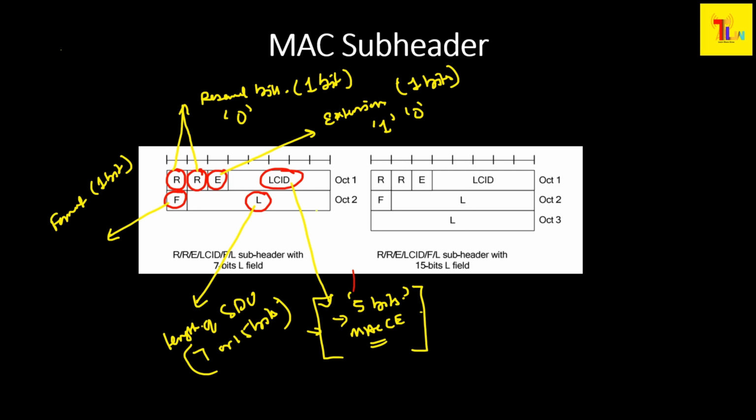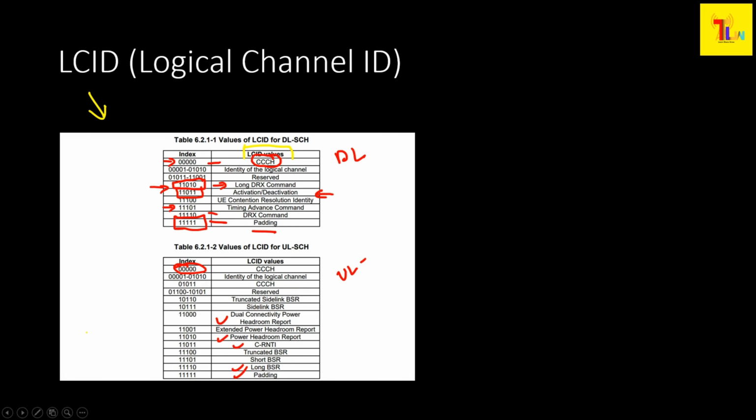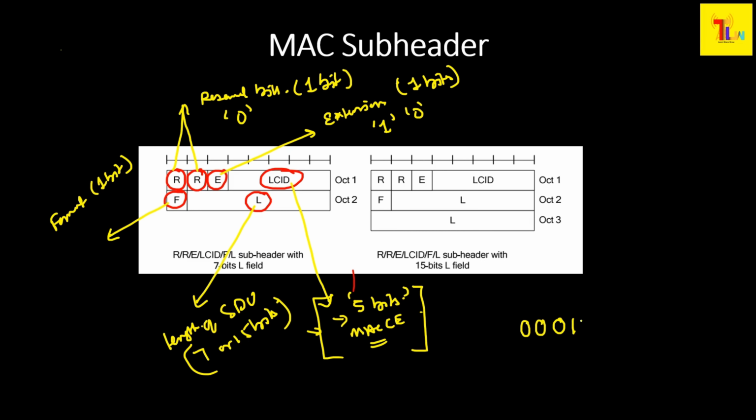Let's take a simple example. R, reserved, is 0. These two are reserved bits, 00, and the E is the extension bit. Let's suppose there is no extension, so 0. The LCID we know is 5 bits. Let's take the example of C-RNTI, that is 11011. This is 5 bits of information. Now F is the format bit, let's take it as 0. This is 1 bit of information.